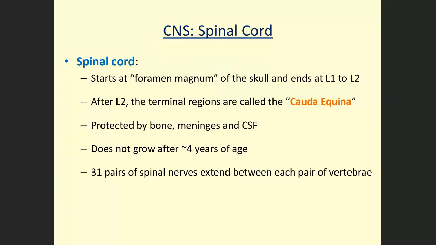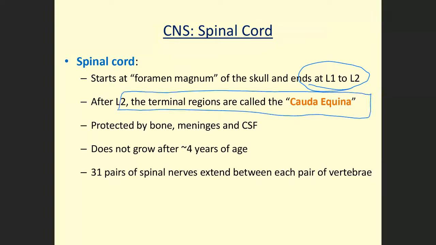So your spinal cord, remember, connects from the end of the medulla oblongata all the way down to L1 and L2. And if you remember your bones, L1 and L2 are lumbar vertebra 1 and lumbar vertebra 2. So that means below lumbar vertebra 2, you no longer have spinal cord within the vertebra. That last region of the vertebral column past L1 and L2 is called the cauda equina.